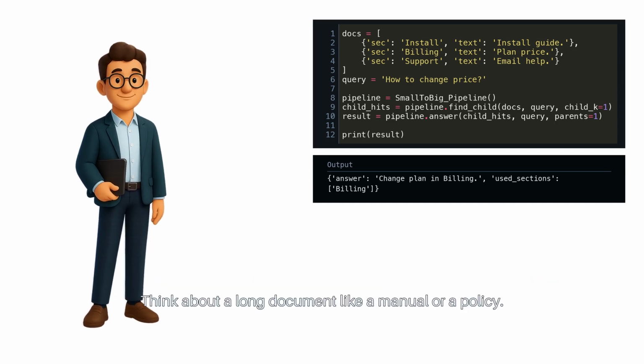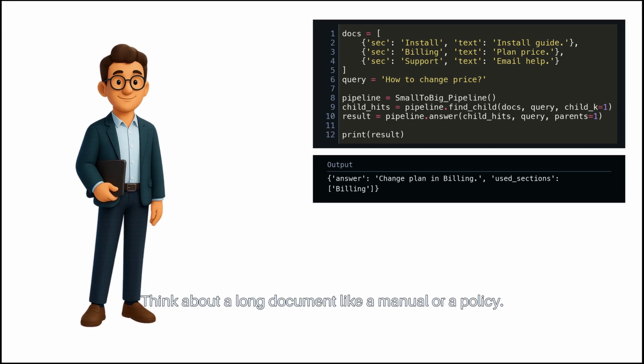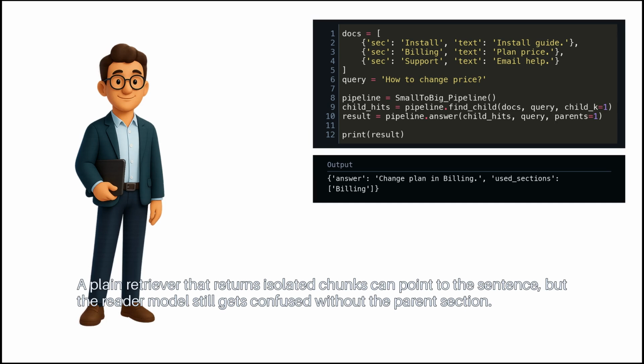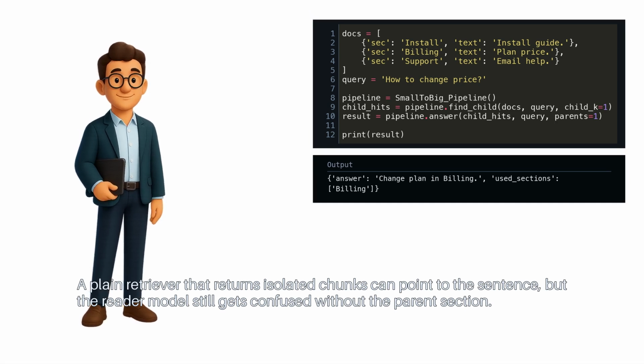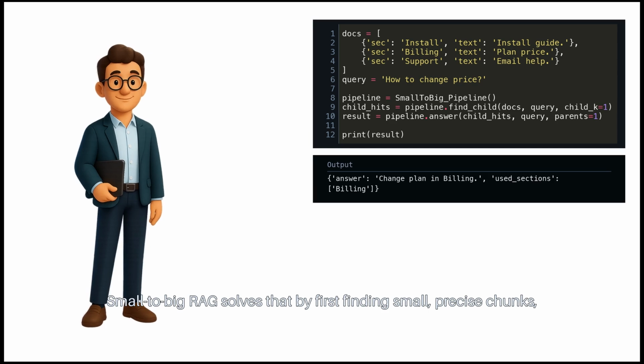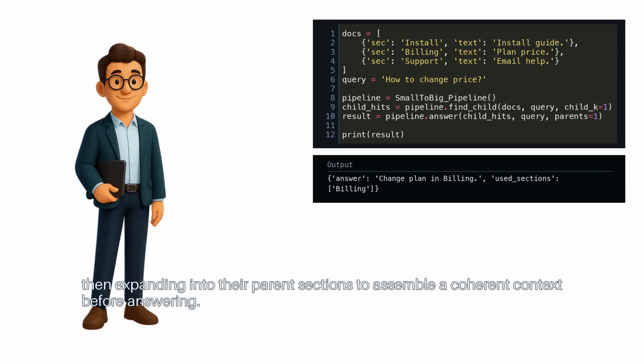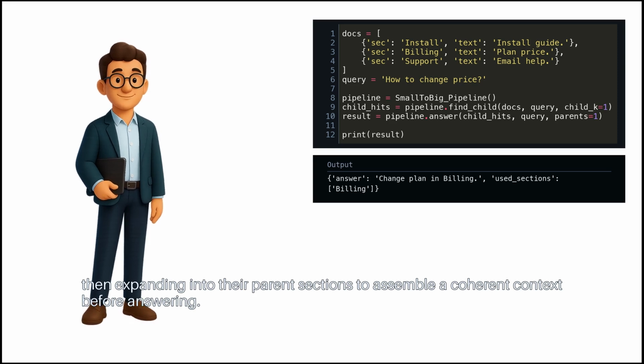Think about a long document like a manual or a policy. A dense paragraph holds the exact answer, but that sentence sits inside a larger section that gives the necessary framing. A plain retriever that returns isolated chunks can point to the sentence, but the reader model still gets confused without the parent section. Small to big RAG solves that by first finding small, precise chunks, then expanding into their parent sections to assemble a coherent context before answering.